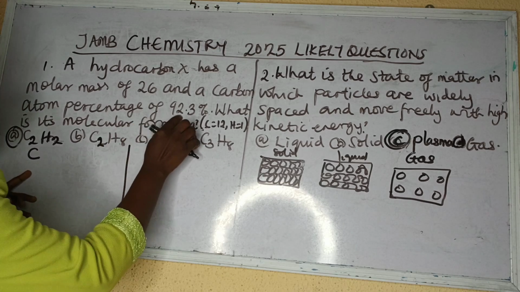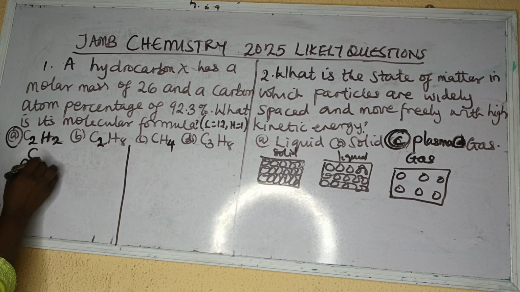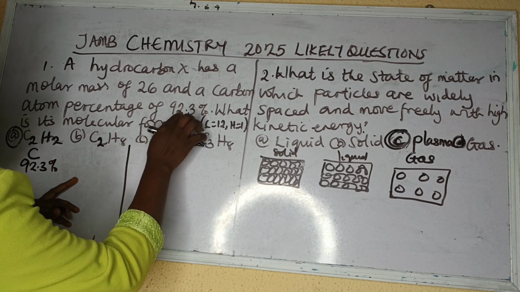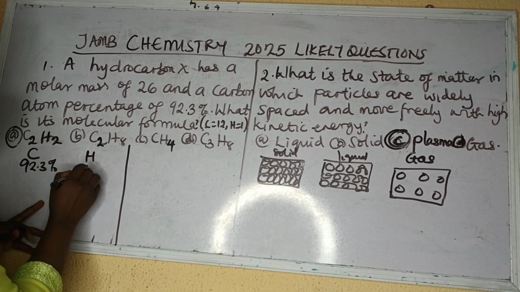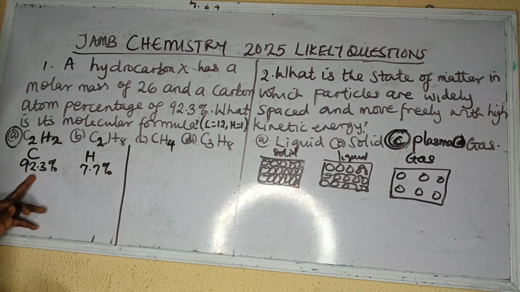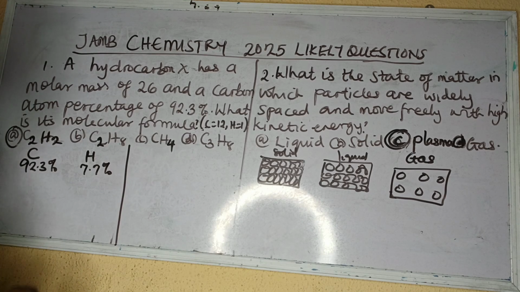So in this case, carbon has 92.3%. That's the percentage composition. And that of the hydrogen in it is 7.7. How did I get that? I deducted 92.3 from 100. Now here we have the percentages.